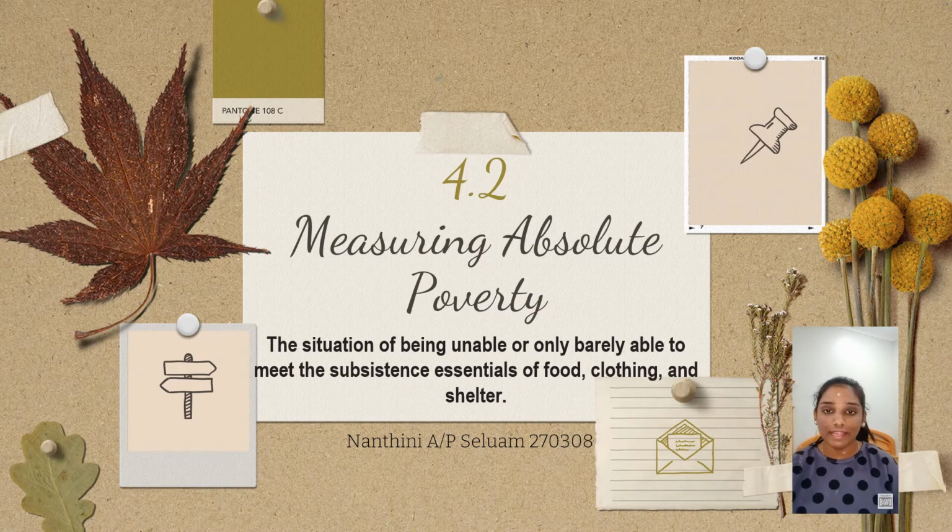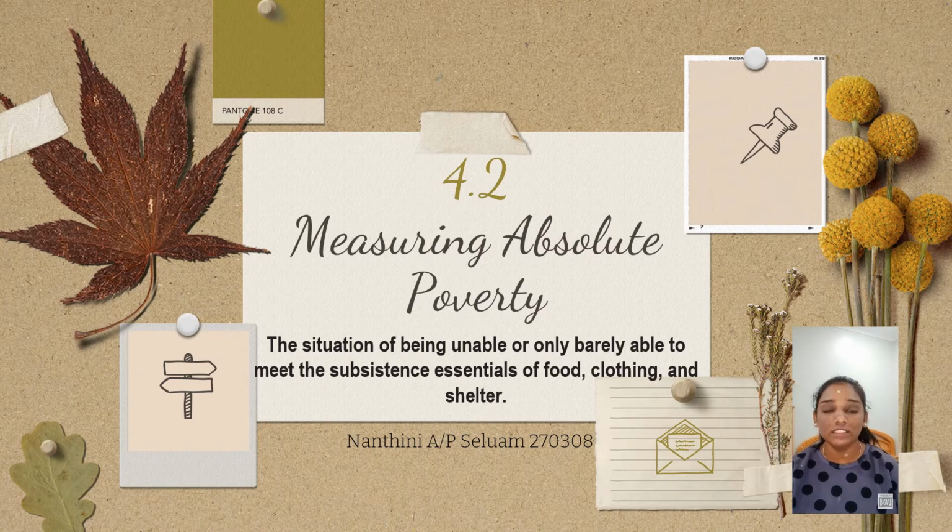Now let's switch our attention from relative income shares of various percentile groups within a given population to the fundamentally important questions of the extent and magnitude of absolute poverty in developing countries. What is absolute poverty? Absolute poverty is the situation of being unable or only barely able to meet the essentials of food, clothing and shelter. In chapter 2, we define the extent of absolute poverty as the number of people who are unable to command sufficient resources to satisfy their basic needs.